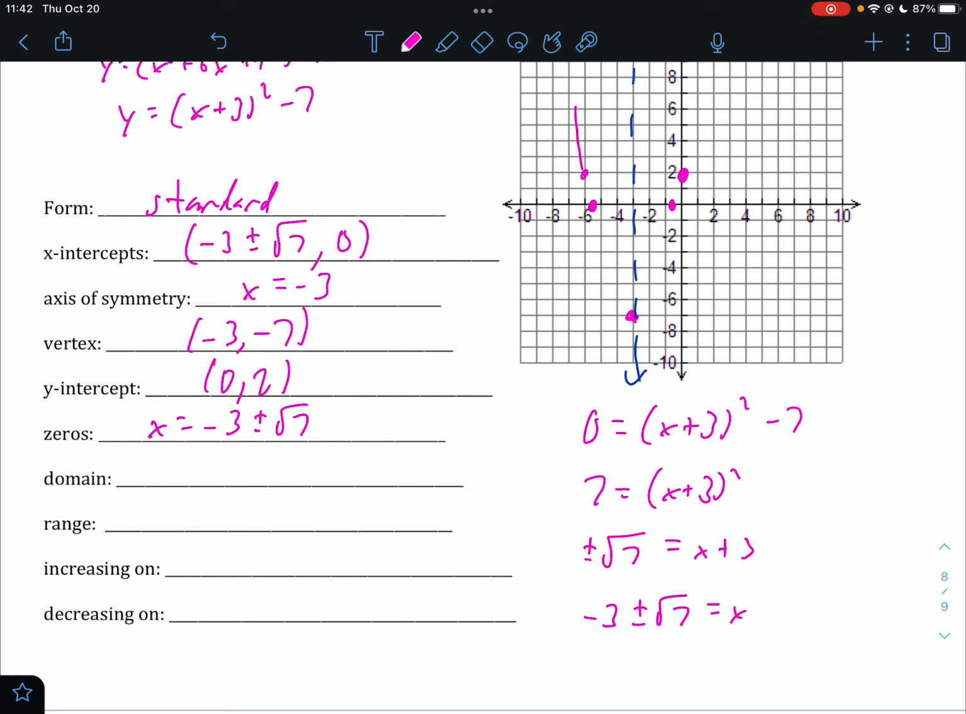And now we have enough information to graph our parabola. So our domain, again, is all real numbers. The range this time is negative 7 to infinity. It's increasing here, so negative 3 to infinity, and decreasing negative infinity to negative 3 here.